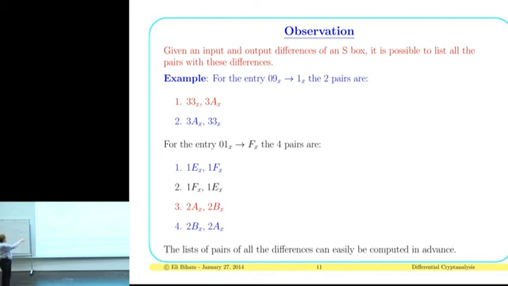If I look at this entry, 01 to F, we will find entry 4 there. I can go backwards and show you. And here's the list of all of them. So you see 1E and 1F, 1F and 1E, of course, 2A and 2B, 2B and 2A. These are these pairs. And of course, you will see that the difference between the first and the second in all these cases is, of course, 01, because it's the difference that I promised in advance. Also, we'll keep this behind the entry 4 in the table, and actually we'll keep these lists for all the cases behind, so it will be easy to access them when needed.